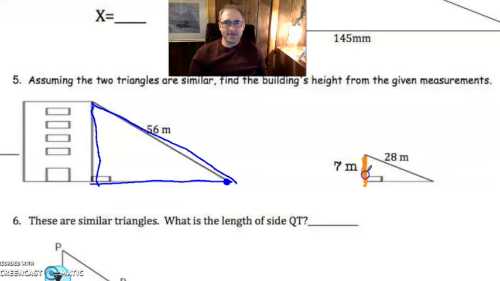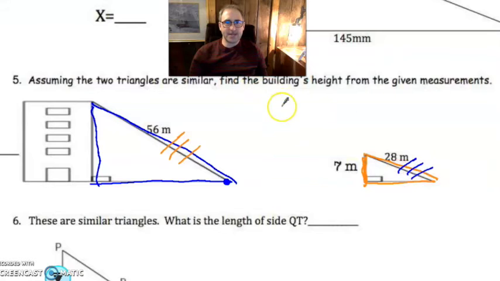The height, the shadow, and then the distance there. I see that this is the longest side. I'm going to mark it with 3 hash marks. This is the longest side. I'm going to mark it with 3 hash marks.